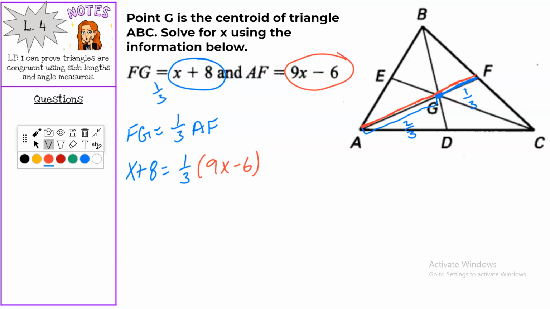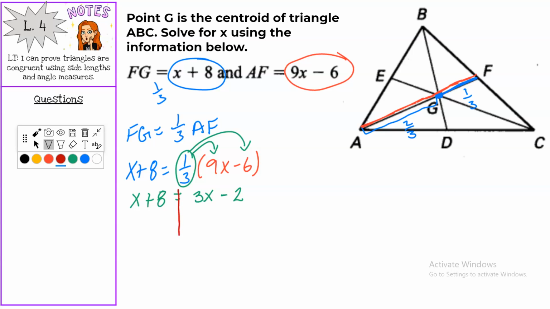To solve, we're going to start with distributing that 1/3. 1/3 times 9 is really just dividing 9 by 3. 9 divided by 3 is 3, so 3x, minus 1/3 times 6, or 6 divided by 3, which is 2. So now we have this equation that we can solve.